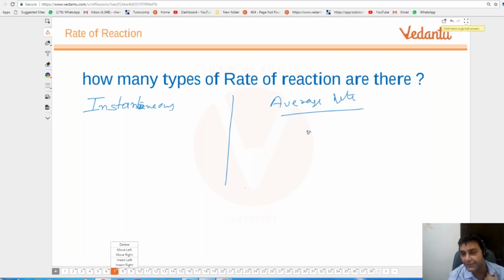Okay, before I go to the chemistry of the average rate, what do you suggest in terms of physics? What is the average speed of a process? A car is moving with some average speed. What is the meaning of the average speed here? You let me know. Sum of the speed upon total time, total distance upon total time. Sum of all the speeds upon total time.